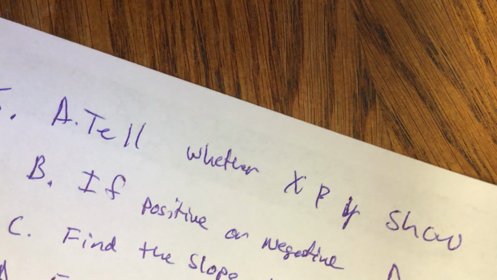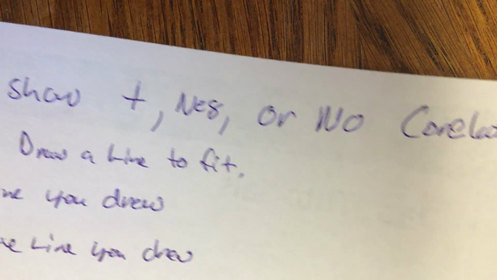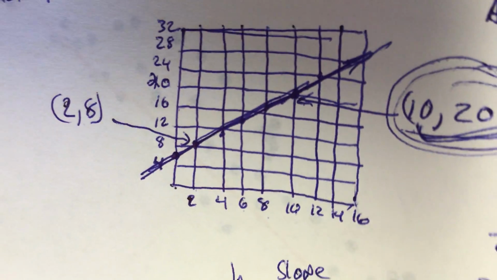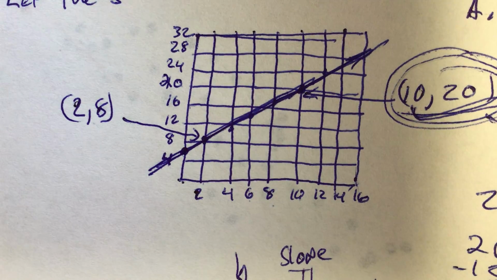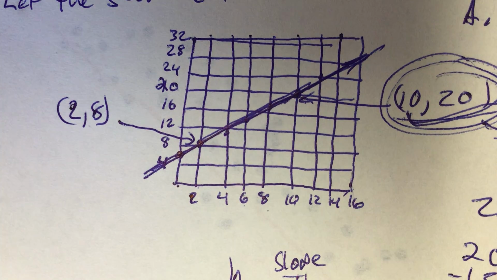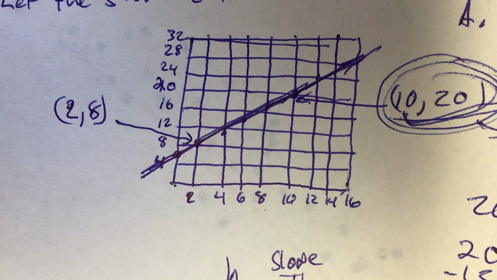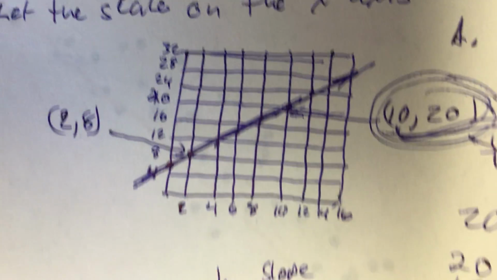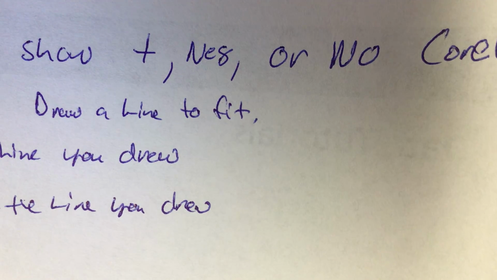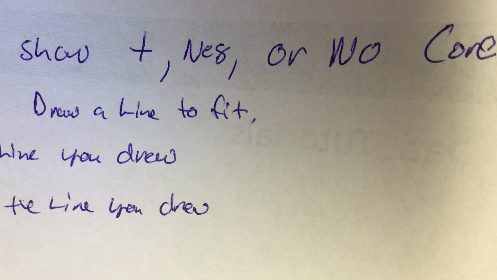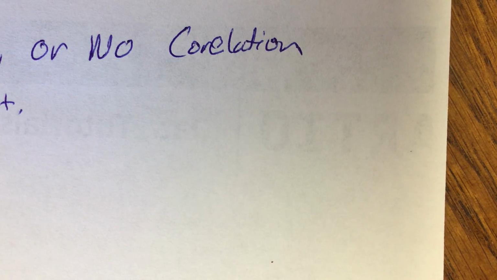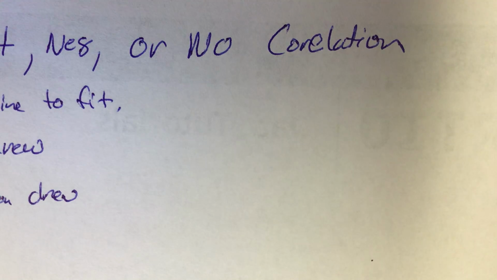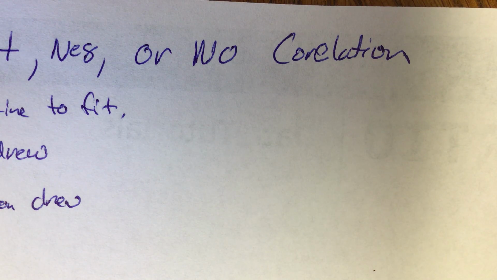Now that I've drawn those, I'm going to tell whether it's positive or negative. If it's going up to the right, it's got to be what? Positive, just like the slope of the line. If it goes down to the right, it's got to be what? Negative, just like the slope of the line. If there is no correlation, meaning you just have dots everywhere and there's no linear correlation, then you just write no correlation.